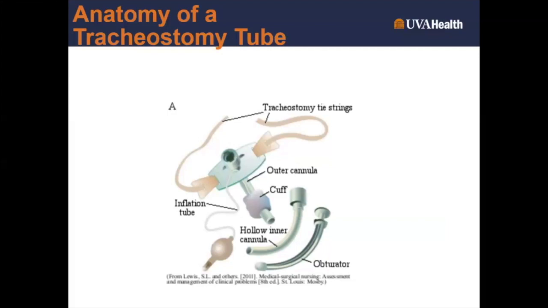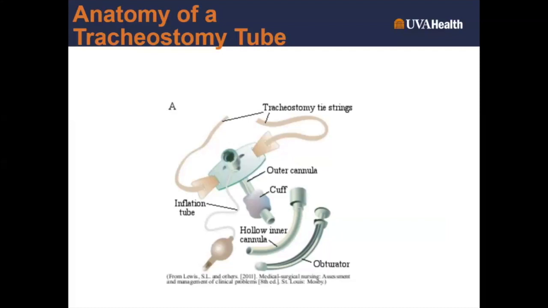In terms of the inner cannula, this is actually placed inside the trach itself, or that outer cannula. And what that is used for is for secretion management. There are two different types of inner cannula. You have reusable and you have disposable. And the names are pretty self-explanatory.